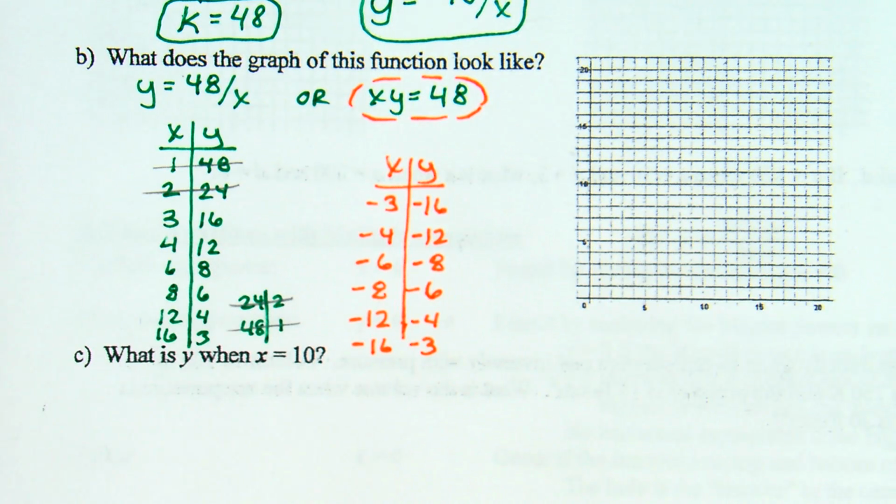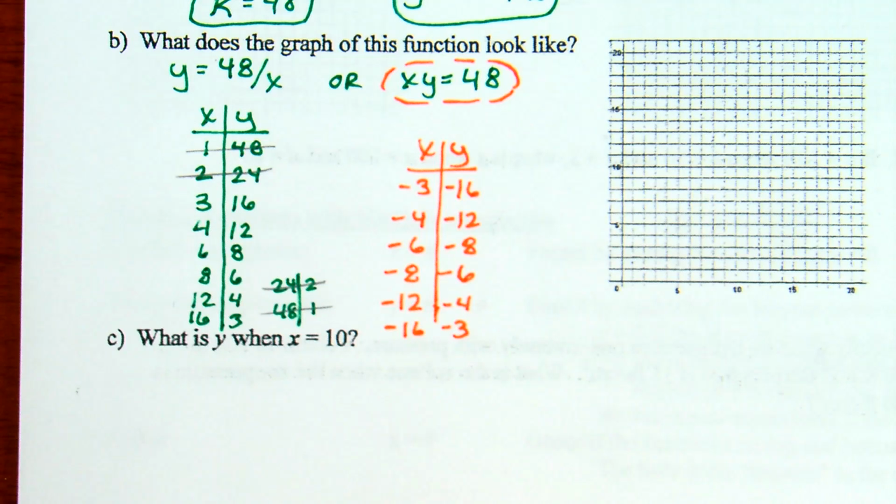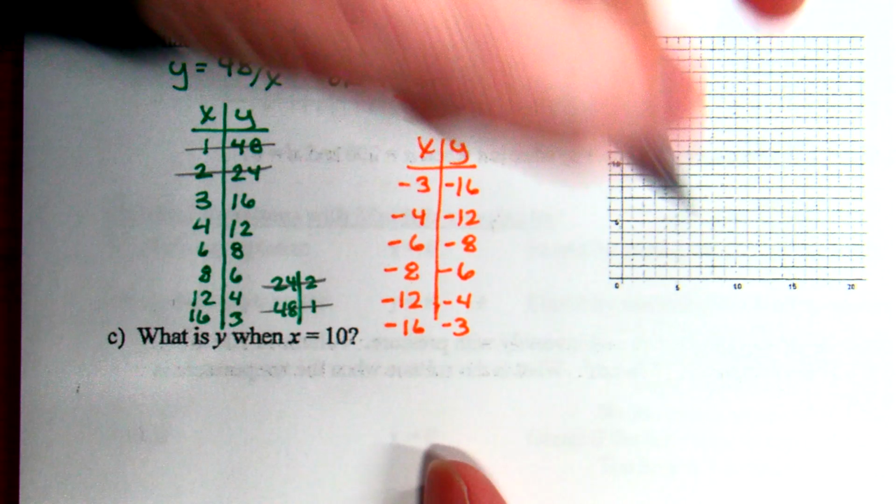Friendly little review there. What about these double negatives? Where do they end up? Quadrant 3, or if you prefer, bottom left, correct? Now, notice the way this graph is set up.